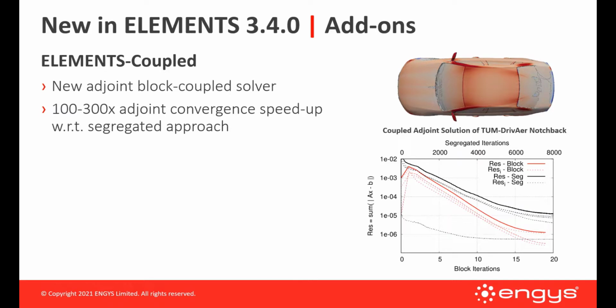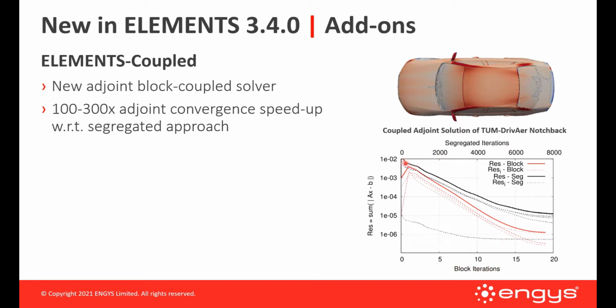With regards to the Elements Coupled module, the new features we've introduced in this component in Elements 3.4.0 are very much related to Elements Adjoint. We have created a new adjoint block coupled solver, which enables us to calculate sensitivities around 100 to 300 times faster than using the traditional segregated approach. And you can see that in this plot here, where we look at the convergence speeds for sensitivities to minimum drag, while comparing the segregated solver to the block coupled solver.